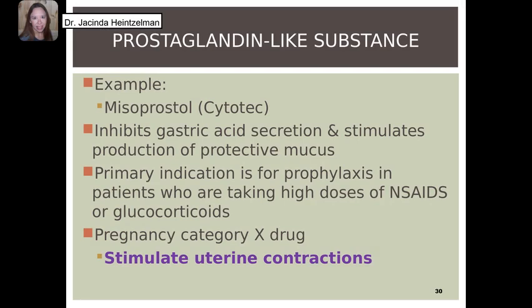Another medication that can be used for peptic ulcer disease is a prostaglandin-like substance, and this would be Cytotec. Those of you that are in maternity should be very familiar with Cytotec, but of course we're not using it in maternity for gastric complications. So what does Cytotec do? Well, it will inhibit the gastric acid secretion, and it helps to stimulate production of that protective mucus within the stomach.